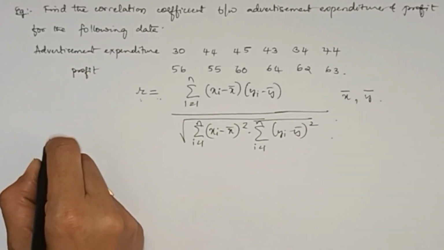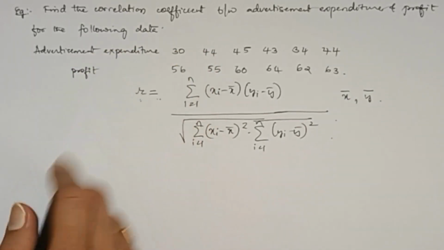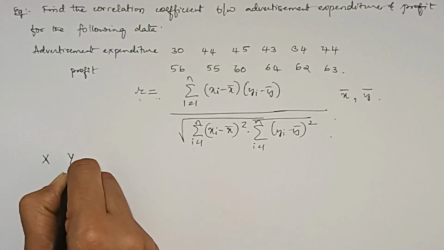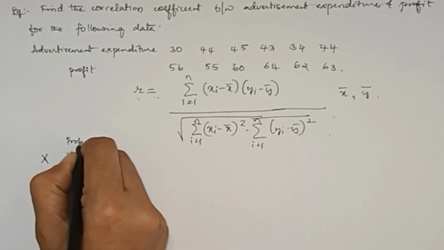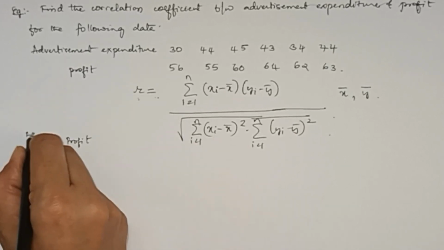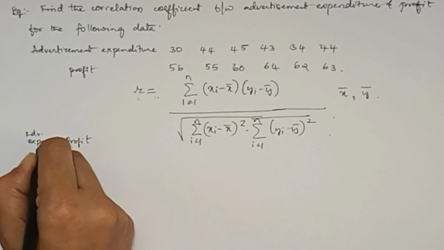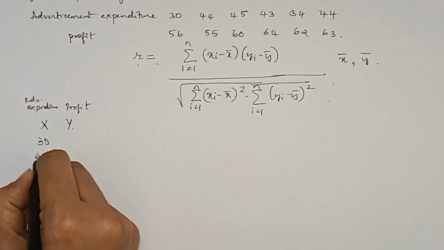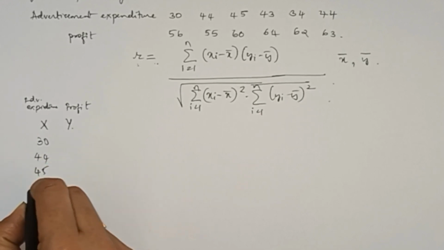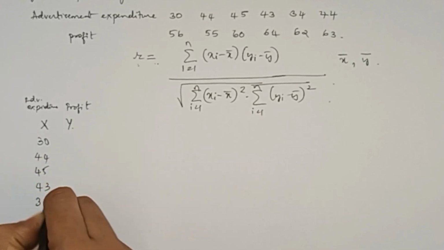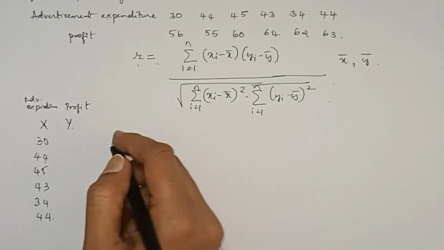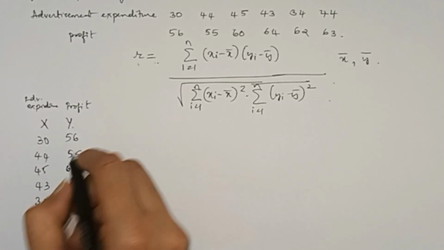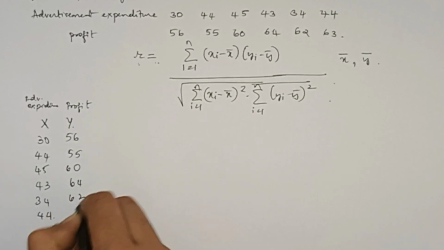So, first, let us write the data in tabular form. First is the x variable and another variable is y, that is, profit is y, and advertisement expenditure, I'll name it as x. So here we have the values 30, 44, 45, 43, 34 and 44. And here 56, 55, 60, 64, 62, 63.